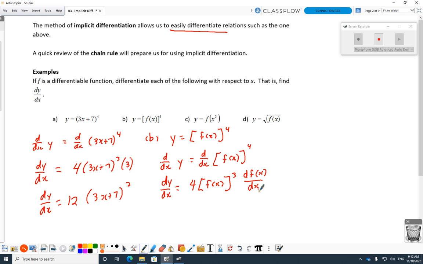And if your brain is freaking out right now, that's totally fine. Notice it's exactly what I did over here. I brought the 4 down, reduced the power by 1. That's exactly what I did here. And then I took the derivative of the inside, which in example A was just 3. But over here, it's df by dx, because I don't know what function is in there.